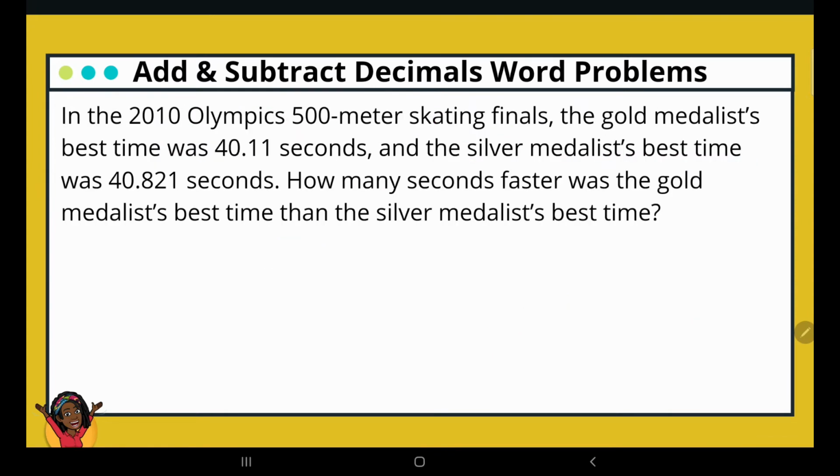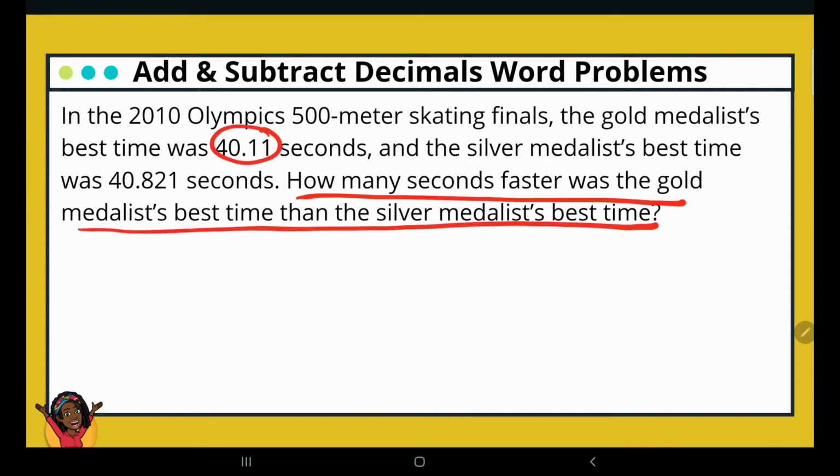In the 2010 Olympics 500-meter skating finals, the gold medalist's best time was 40.11 seconds, and the silver medalist's best time was 40.821 seconds. How many seconds faster was the gold medalist's best time than the silver medalist? Okay. So here we want to know how many seconds faster. So does that sound like an addition problem or a subtraction problem? If you said subtraction, then you're absolutely correct. So I'm trying to figure out literally the difference between the fastest and the second fastest. For this problem, 2010, 500, those are not significant numbers to help me figure out the difference.